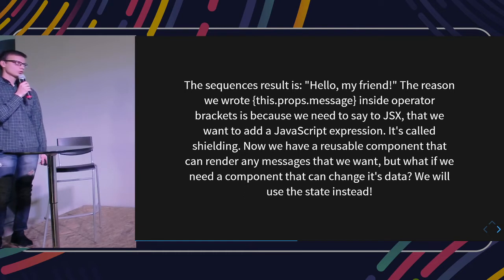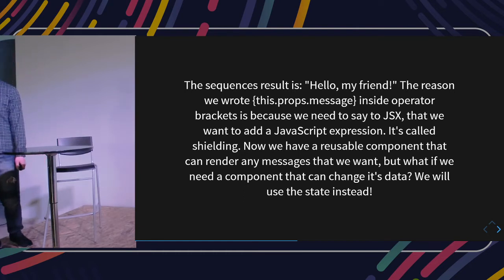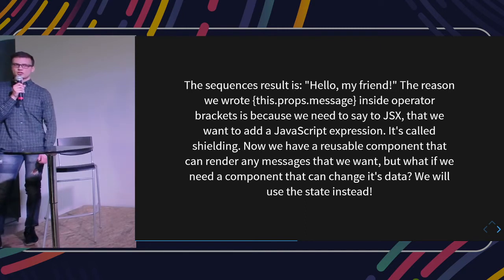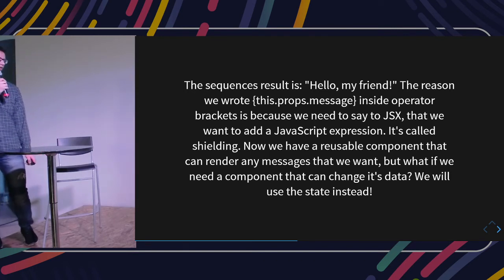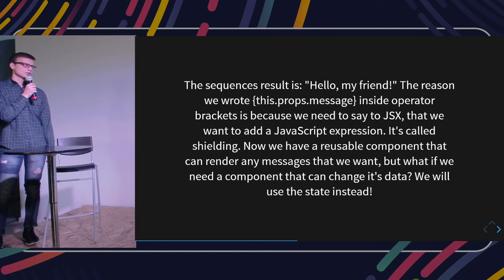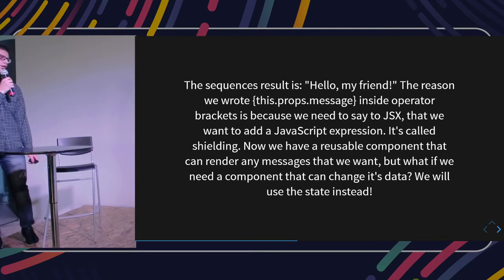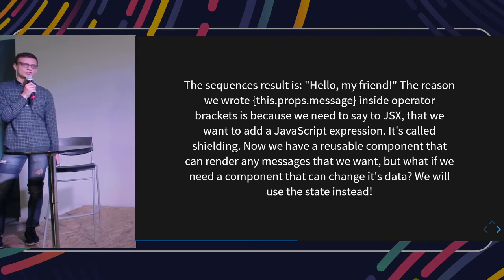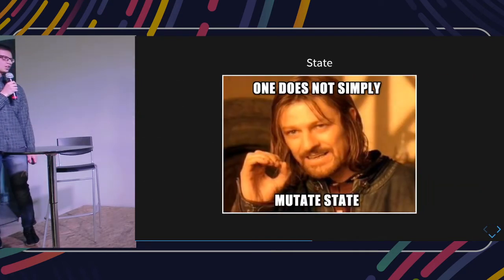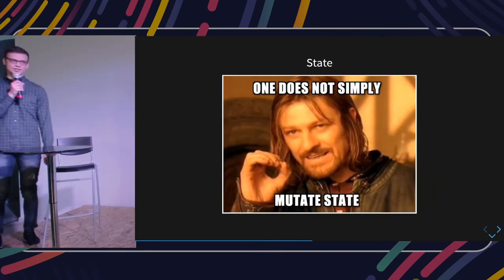The reason we wrote this.props.message inside curly brackets is because we want to tell JSX that we would like to use a JavaScript expression. It's called interpolation. So now we have a reusable component that can render any messages that we want. But what if we want a component that can change its data? We will use the state instead. So let's talk about state.